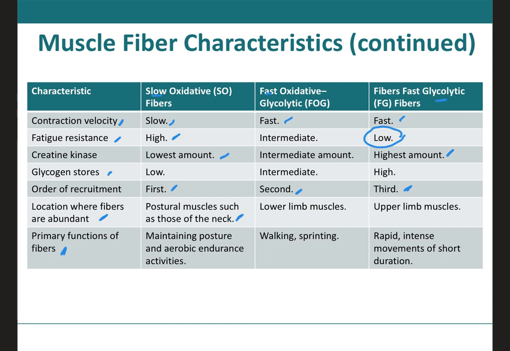With regards to the location of these fibers and the function, I did talk a little bit about how the SO fibers are going to be important for maintaining posture. So they're going to be located on your back and on the neck. With regards to the fast oxidative glycolytic fibers, you're going to find them mainly in the lower limbs. These are for walking and sprinting. And then the upper limbs are going to contain mainly the fast glycolytic fibers, which are going to be working for this rapid, intense movement that will last a short period of time, like lifting weights, for example.